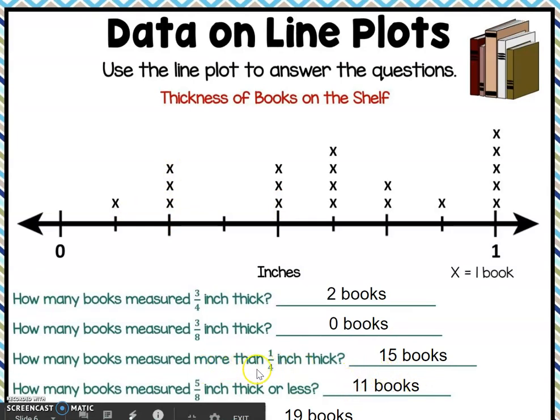So more than with a number means only count the x's bigger. A number or less means include that group and everything smaller than it. Hopefully that helps clear up any questions from yesterday's practice and helps you with today's.